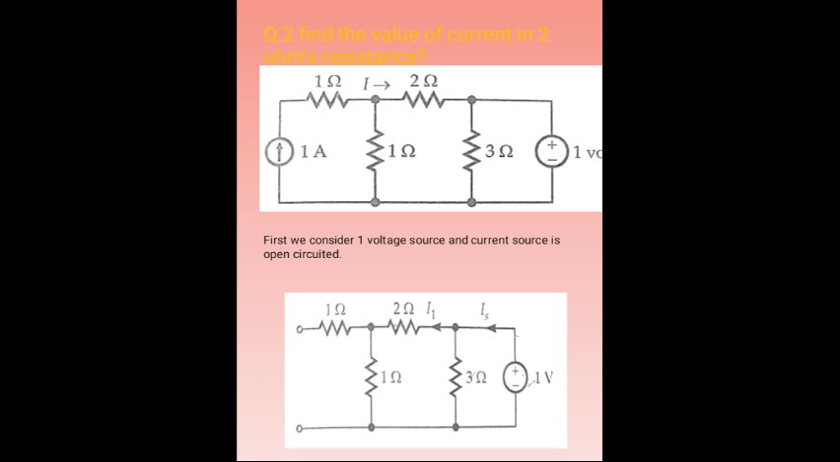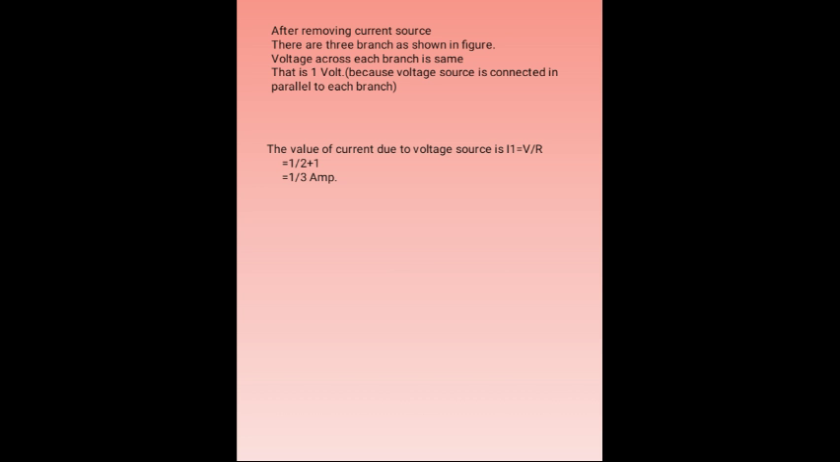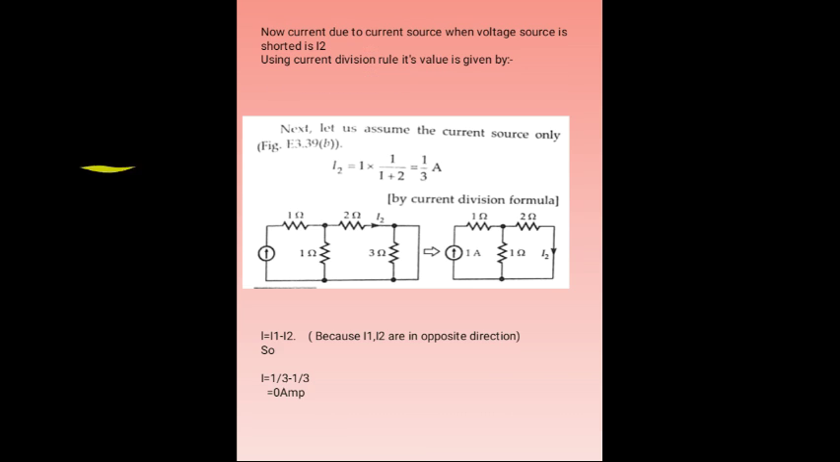So I1 will be V1 upon R, where R is 2 plus 1 ohm. So the value of current I1 is 1 upon 3 ampere, which is in anti-clockwise direction. Now in step 2, we remove the voltage source from the given network, means its terminals are shorted, and we keep the current source in the network, and we want to find the value of current in 2 ohm resistance.